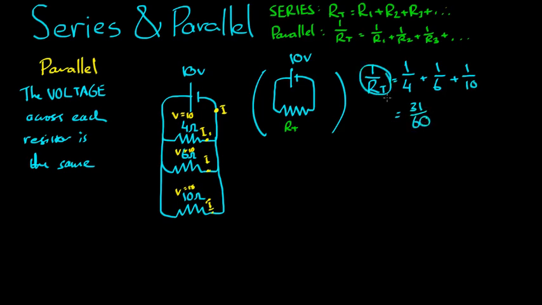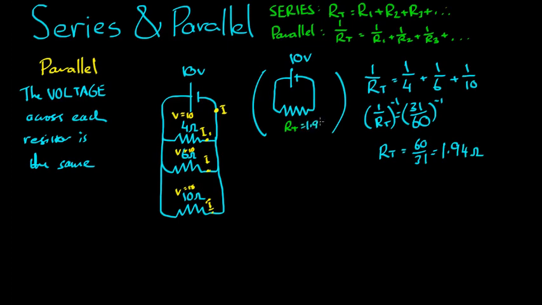But we didn't want to find 1 on RT. We wanted to find just RT, so we put both of those to the power of -1, and we find RT equals 60 over 31, which is equal to, in decimals, 1.94 ohms thereabouts. The battery basically feels a total resistance of 1.94 ohms.